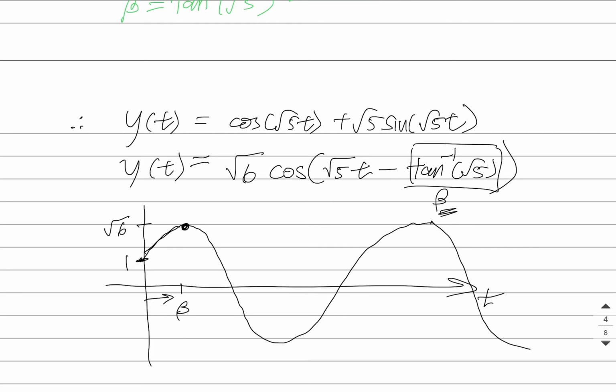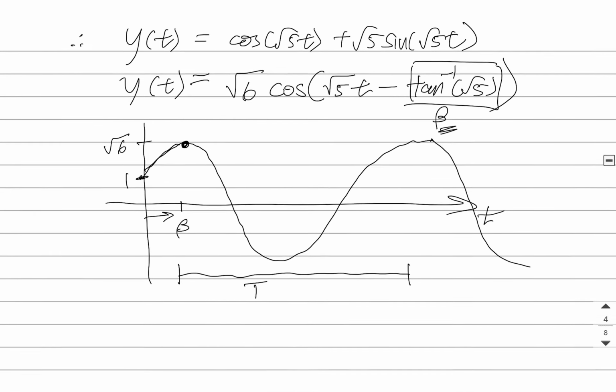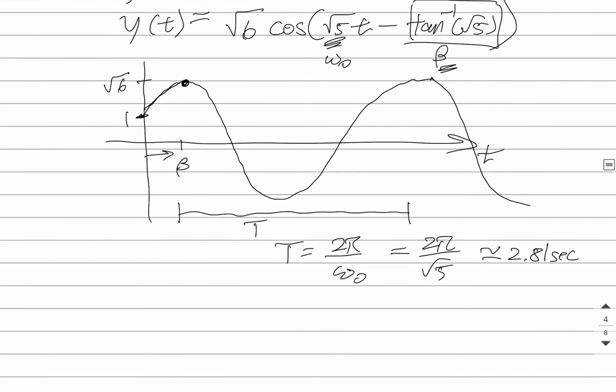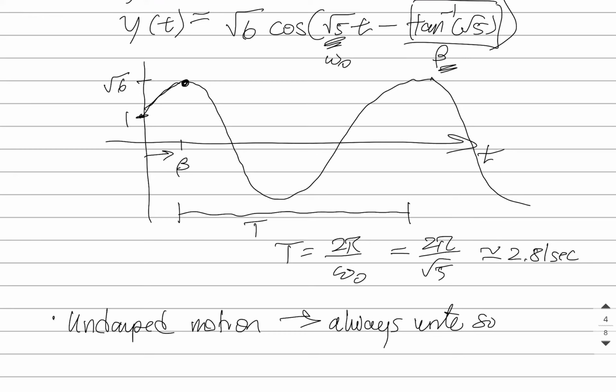From peak to peak will be the period. And in general, the period here is always 2 pi over the natural frequency. So this is 2 pi over root 5, which is about 2.81 seconds, if you do the calculation there. And this is the point. For undamped motion, you can always write the solution as a single sinusoid. It could be a cosine, it could be a sine, it doesn't really matter.